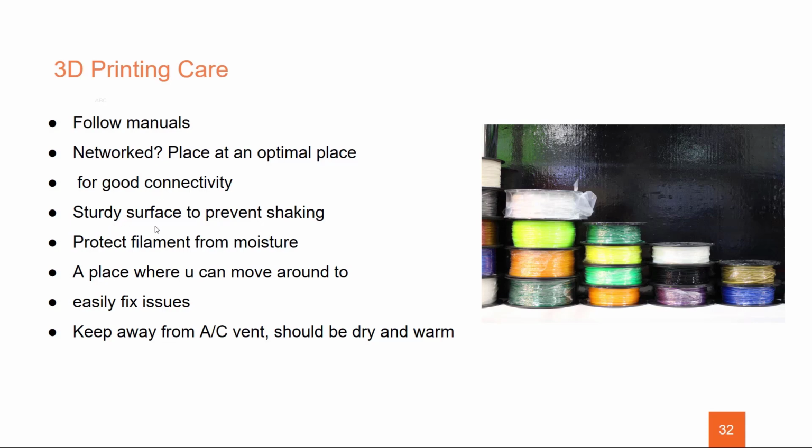You need a steady surface to prevent shaking. Your 3D printer shouldn't be on a shaky platform. You need a stationary, solid surface that isn't easily prone to shaking. You should also protect your filaments from moisture. You wouldn't want your filament to be in a moist area.